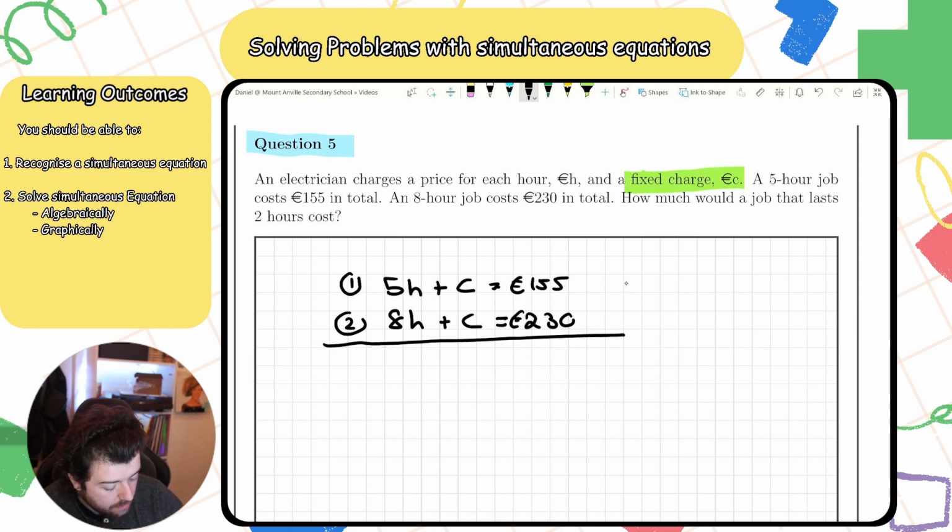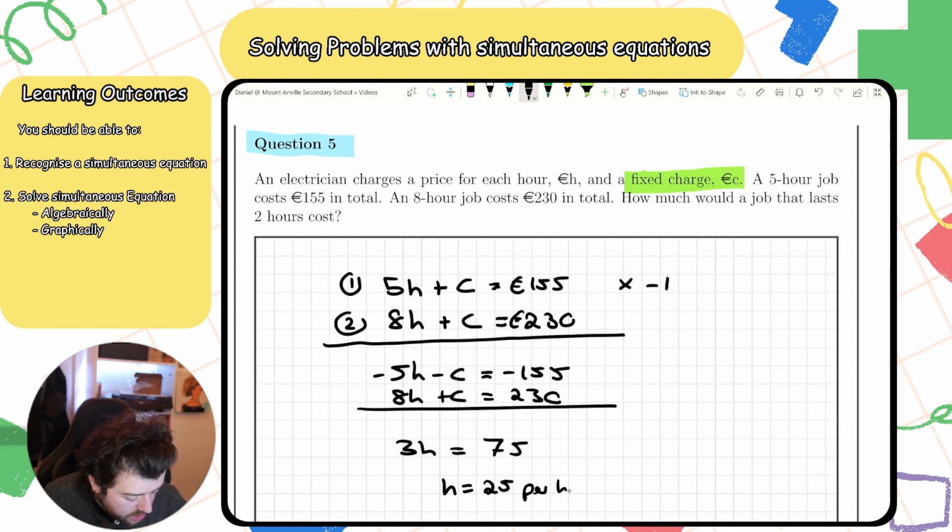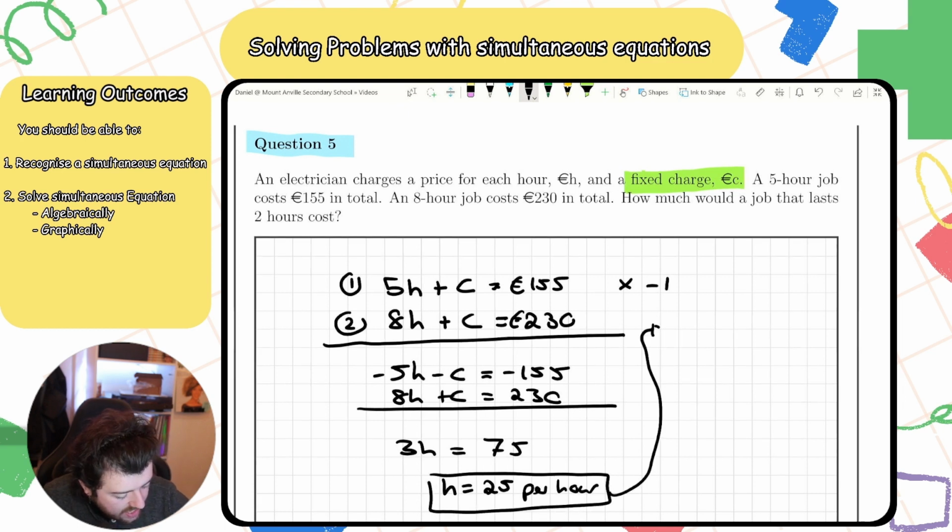So I'm going to multiply the top by -1. Minus 5h minus c equals minus 155. 8h plus c equals 230. Add them up. 3h is going to equal 230 minus 155, which is 75. h is going to equal 25. So he's charging €25 per hour. And then what's his fixed cost?